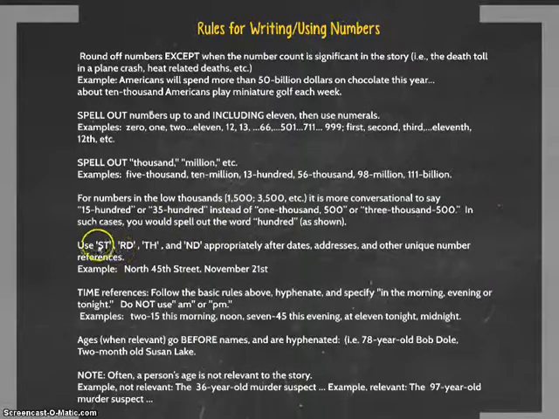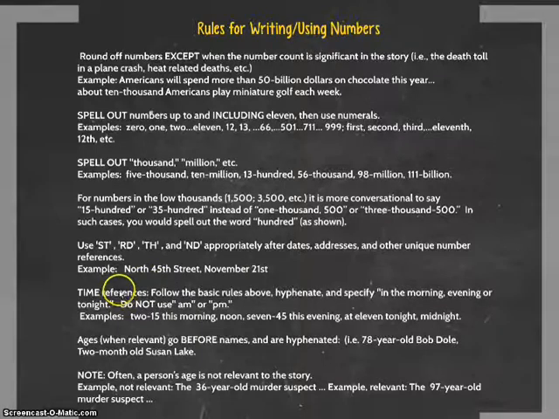Okay, don't forget to use ST, RD, TH, and ND appropriately after dates, addresses, and any other unique number reference. Remember, you want to refer to the way they're going to say it. So you would write North 45th Street. You wouldn't just write 45 Street. And you would write November 21st, not just November 21.